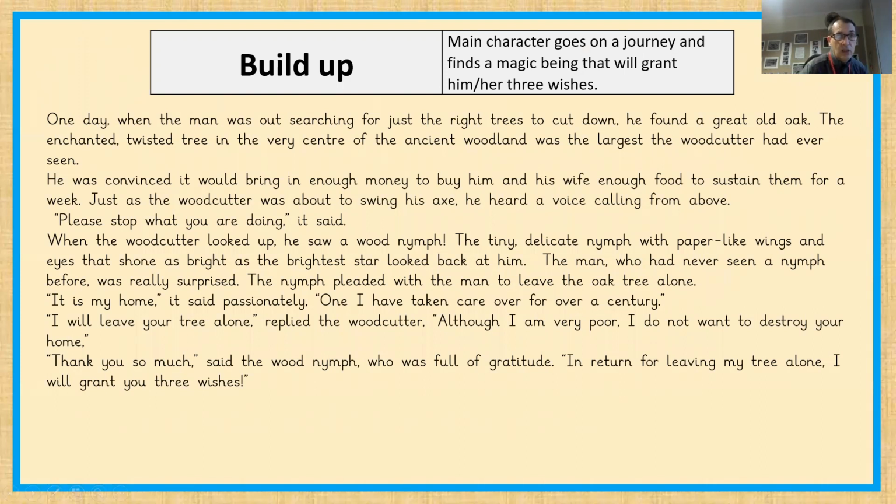One day, when the man was out searching for just the right trees to cut down, he found a great old oak. The enchanted twisted tree in the very center of the ancient woodland was the largest the woodcutter had ever seen. He was convinced it would bring in enough money to buy him and his wife enough food to sustain them for a week. Just as the woodcutter was about to swing his axe, he heard a voice calling from above. "Please stop what you are doing," it said. When the woodcutter looked up, he saw a wood nymph. The tiny, delicate nymph with paper-like wings and eyes that shone as bright as the brightest star looked back at him.